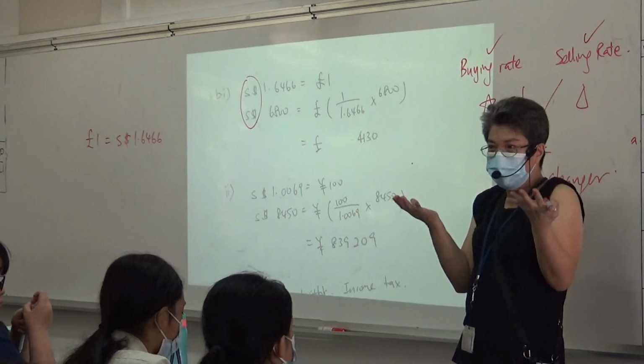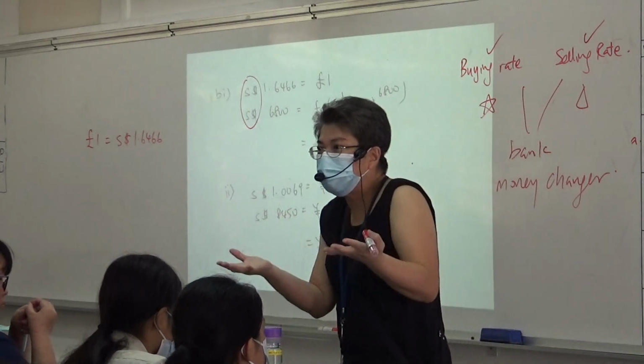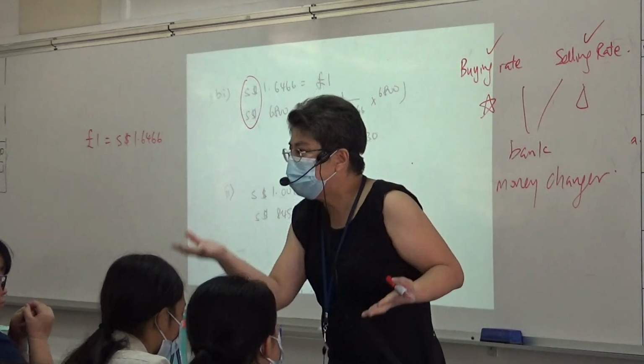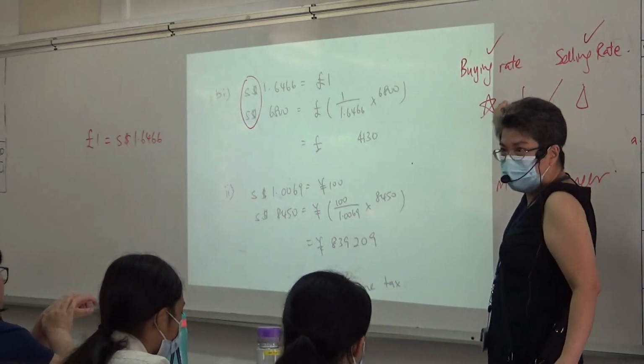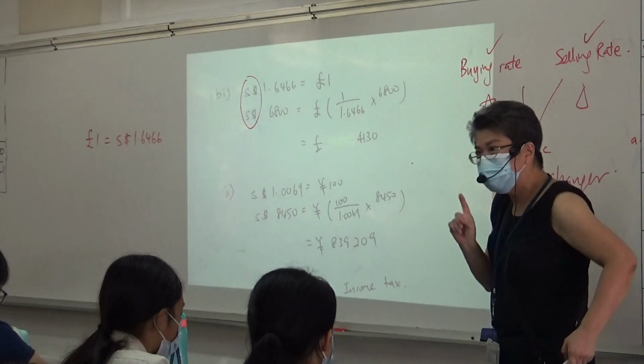Okay, I come back from Japan. I have a lot of yen. I go to the money changer. What am I doing? Selling. What's the money changer doing? Buying. You have to look at this rate. Is that clear? Sometimes they do test you on this.